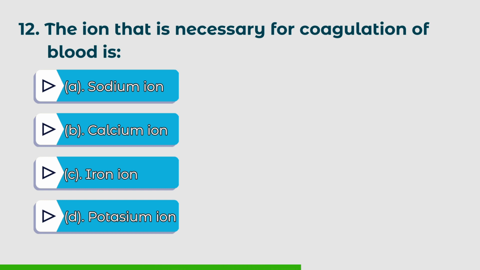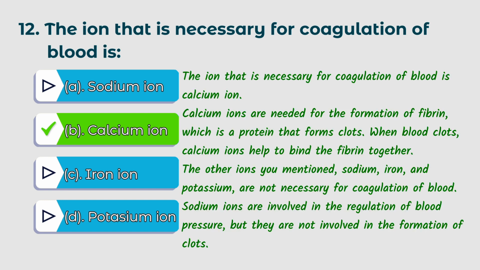12th question. The ion that is necessary for coagulation of blood is options: A. Sodium ion, B. Calcium ion, C. Iron ion, D. Potassium ion. The right answer is B. Calcium ion. The ion that is necessary for coagulation of blood is calcium ion.